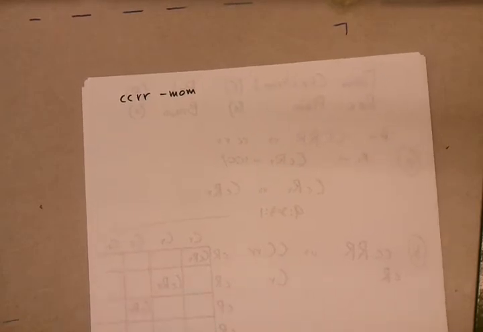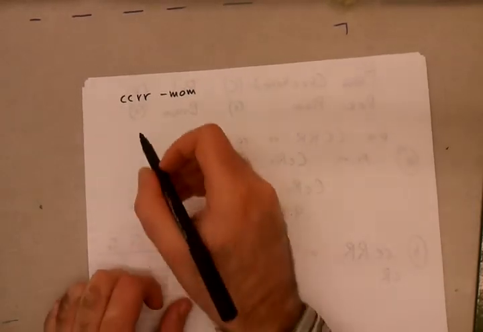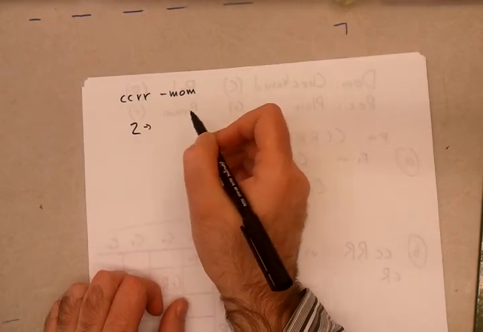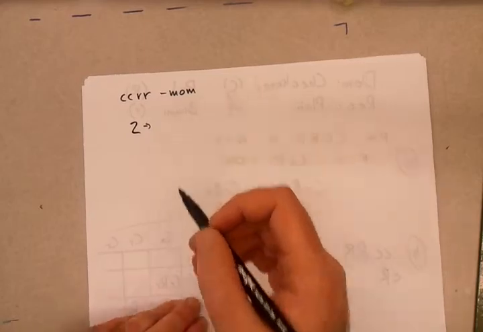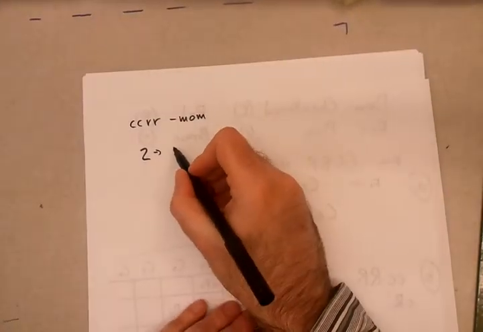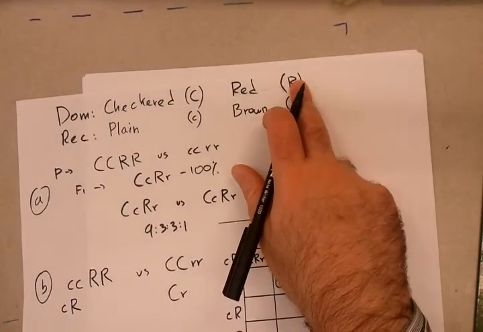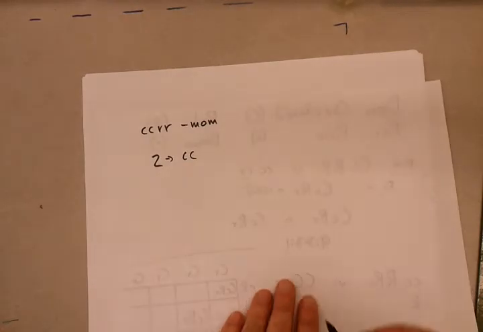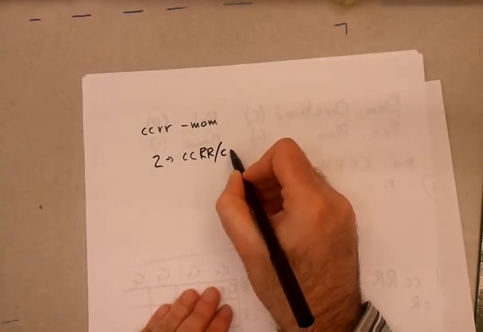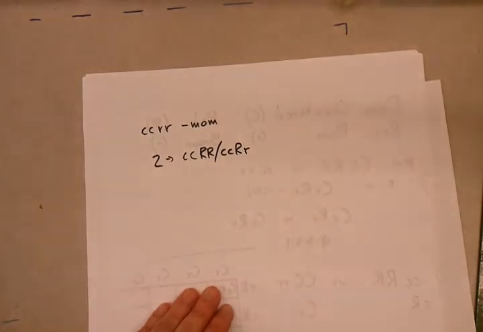The young turned out to be 2 plain red. So 2 plain red. Plain means that they have to be 2 little c's. Red, on the other hand, means they can either be capital R, capital R, or capital R, lowercase r. So the 2 can be either this or this.